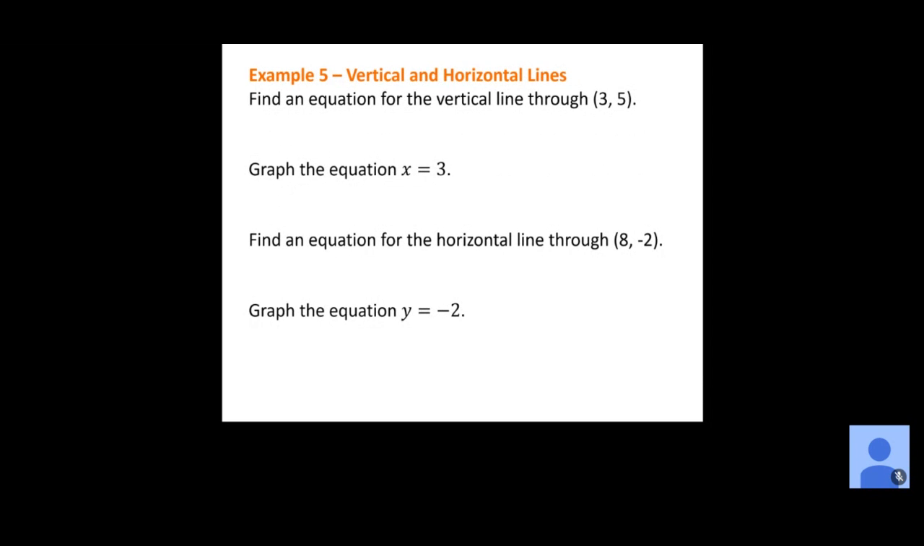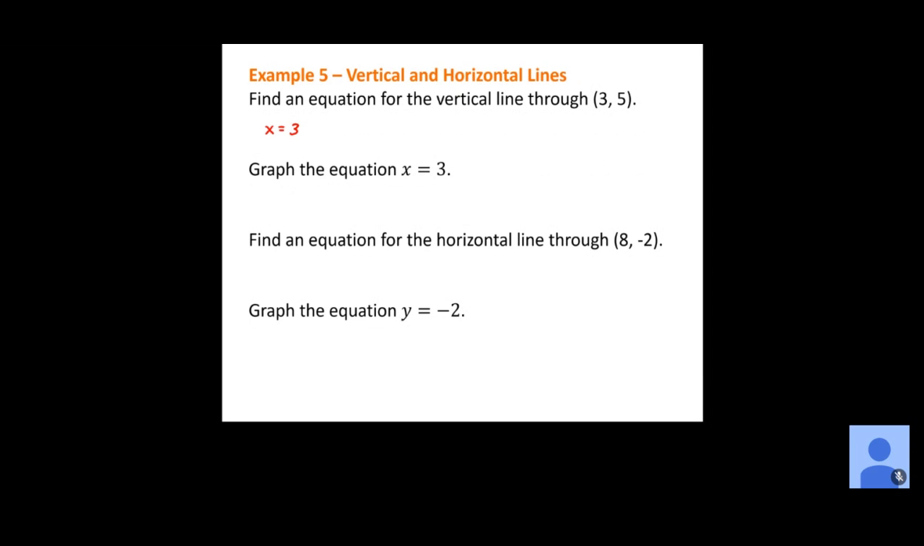All right, so we want to find an equation for the vertical line through the point (3, 5). So again, we know it's going to be x equals some value. So we can start with that, x equals, because it's a vertical line. And then we need to use the x value of the point that's given. In this case, that's just 3. So x equals 3 would be our equation for that vertical line.